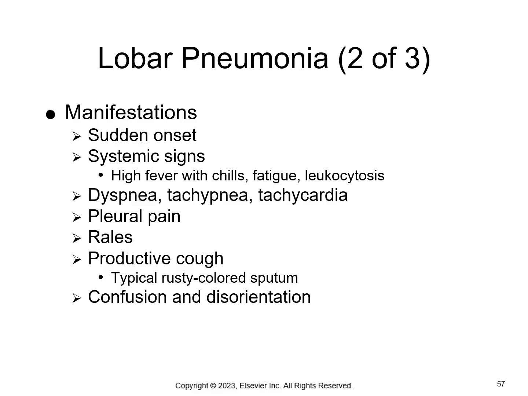Typical manifestations of pneumococcal pneumonia include sudden onset, systemic signs of high fever with chills, marked fatigue, and leukocytosis, dyspnea, tachypnea, tachycardia, pleuritic pain with splinting, meaning they're grabbing their sides sometimes, or their chest because of the pain. Rales over the affected lobe, and then it will eventually be a dull sound as the consolidation occurs. Productive cough with rusty colored sputum, confusion and disorientation if the infection is severe or multiple lobes are affected.